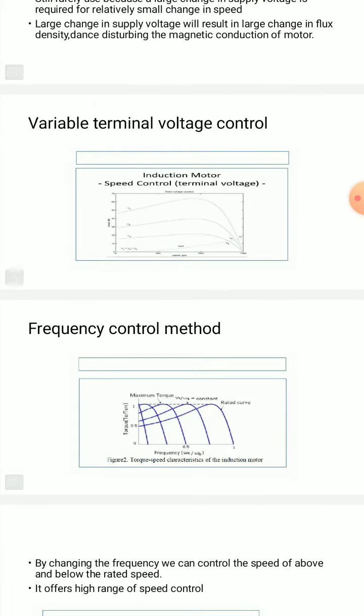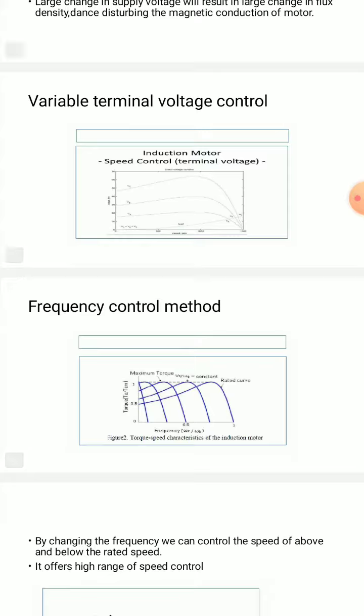Frequency control method. The torque speed characteristic of the induction motor is drawn. The graph is drawn between frequency, that is We by Wb, and torque, Te by Tem. In this graph, maximum torque and the rated curve are required. Vs by Ws is constant here.